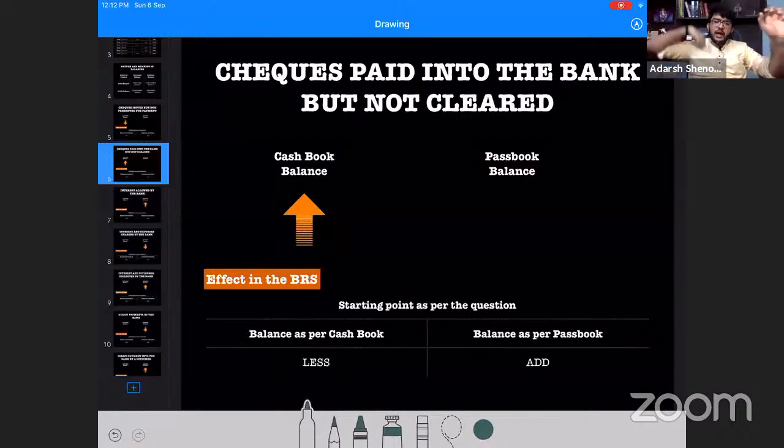I record it when I deposit it. He will record it when it is cleared, when it is collected, in the passbook. So it is different time points we're discussing, when we are recording it in the books. Yesterday I discussed the time points too, when it is recorded in each one of our books. So it is basically the time gap difference. So there is no error again.